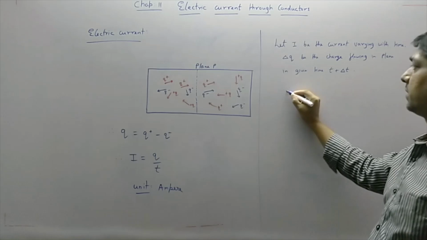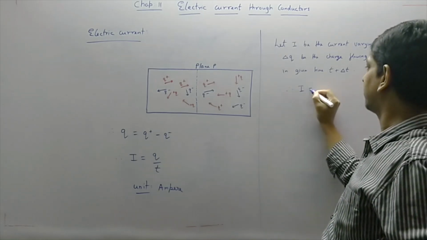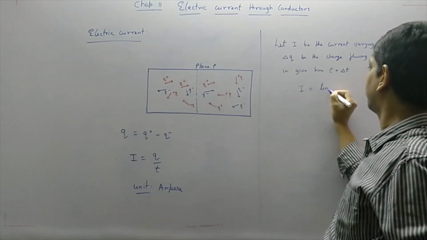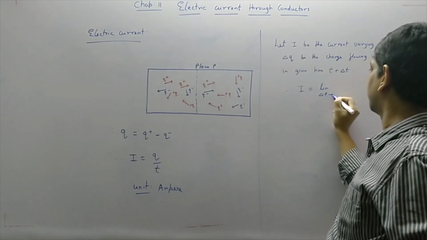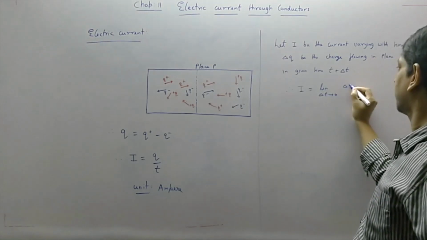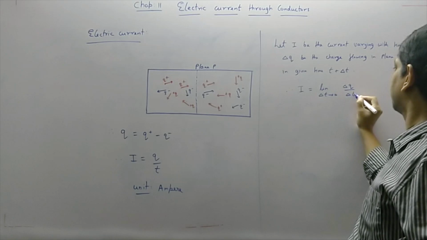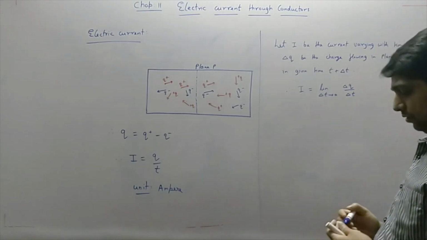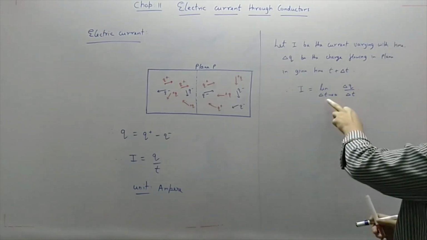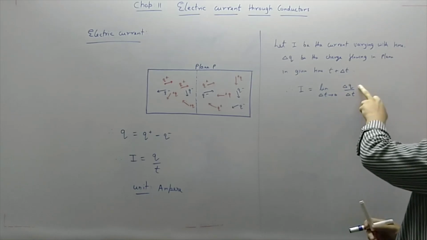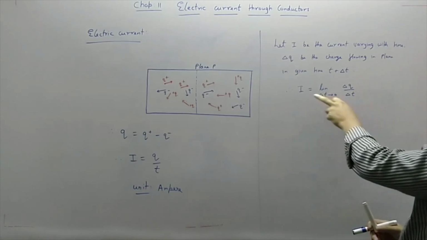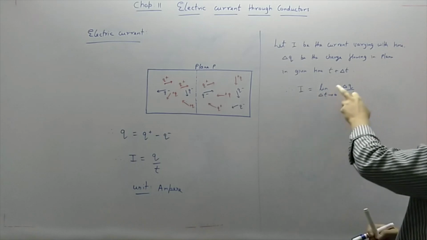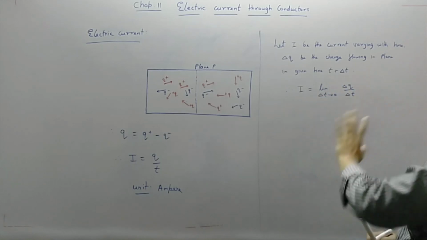Therefore basically we write the current as the limit of delta t tends to 0 of delta q upon delta t. So current is the limit as delta t tends to 0. In a very small time there is a net flow of charge with respect to time. So I is the limit delta t tends to 0 of delta q by delta t.